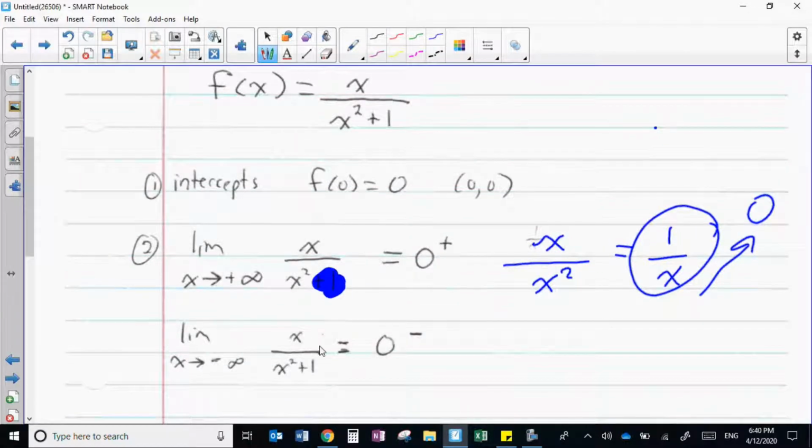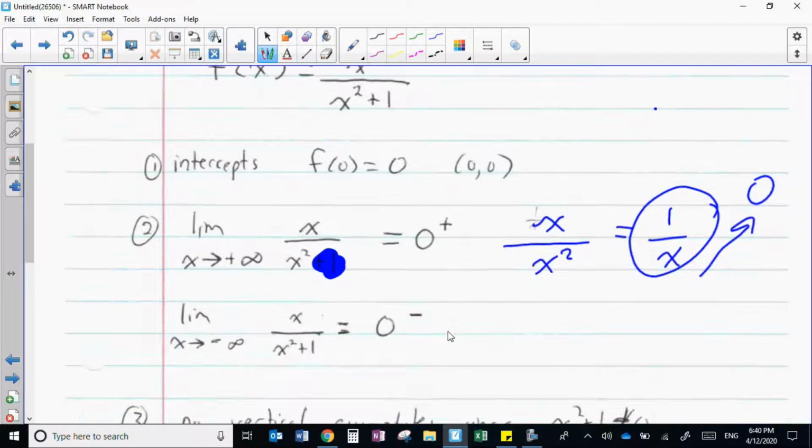As x approaches negative infinity, it's the same kind of rationale as over here. However, now you're subbing in big negative numbers. So you have a large negative divided by a much larger positive number, because when you square a negative, you get a positive. So this ends up being a negative divided by a positive, which is negative. So although it gets closer and closer to 0, it's a negative number. So it's 0 from below. Okay, so there's step 2.